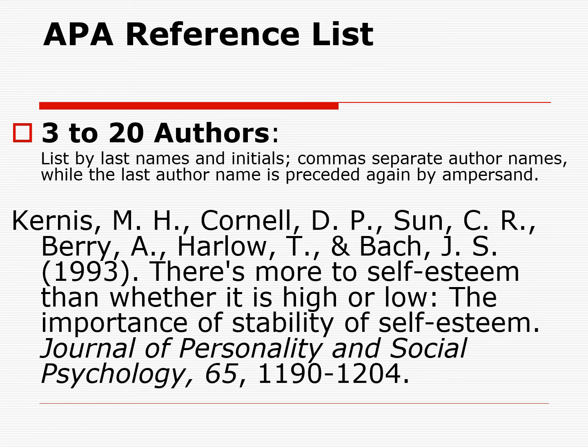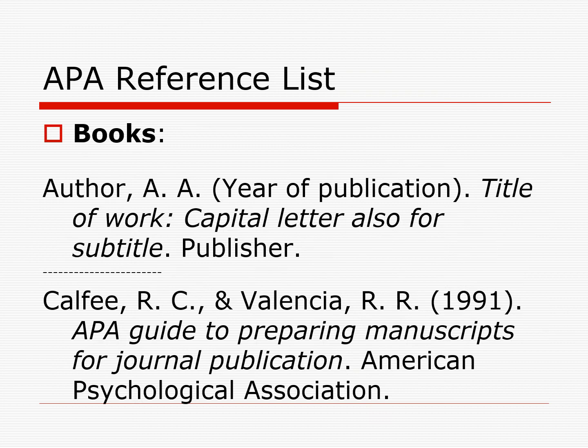3 to 20 authors. So again, this is new for the 7th edition of the APA manual. List by the last names and initials, commas separated out. And so we will list every single author, and right before the last author's name, we'll have the and sign listed here. And notice this example here does not have an issue number, just the volume 65. So that's what that looks like. There's no DOI for that one either.